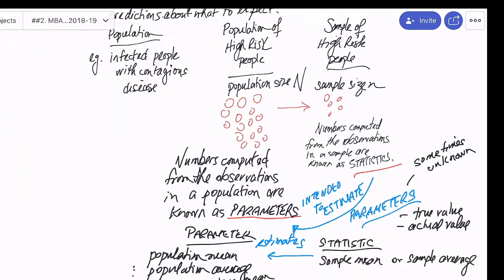Okay, and so we're going to spend this course talking about statistics, which are numbers computed from the observations in a sample. And the idea of statistics is to estimate the parameter. Some people have written inference. This is the idea of inference, using statistics to infer what the parameters could be. So this is inference.